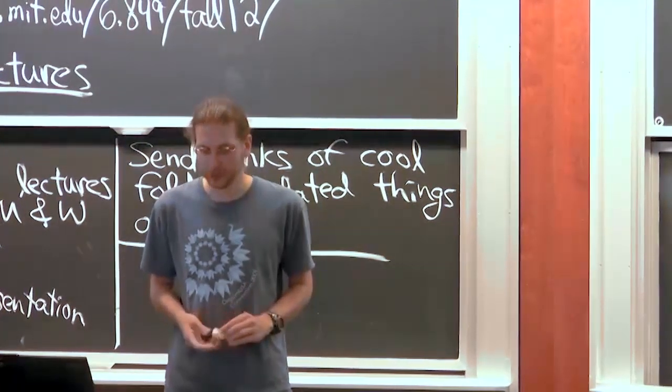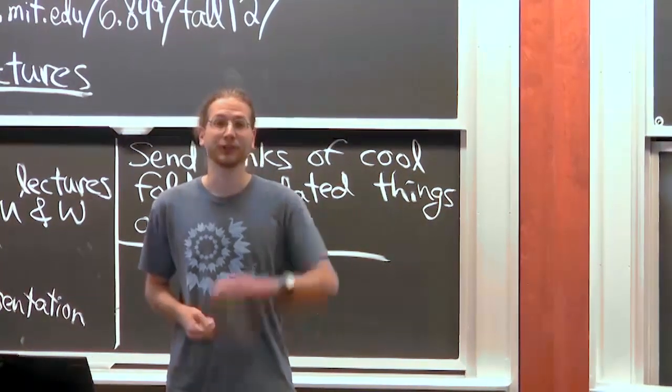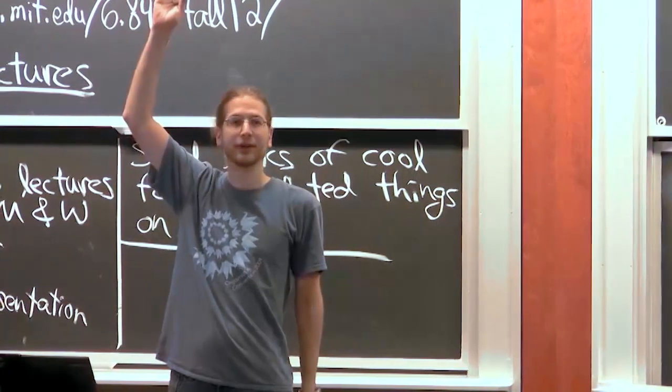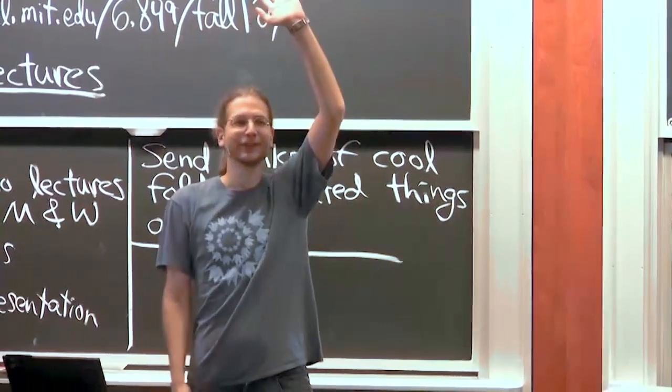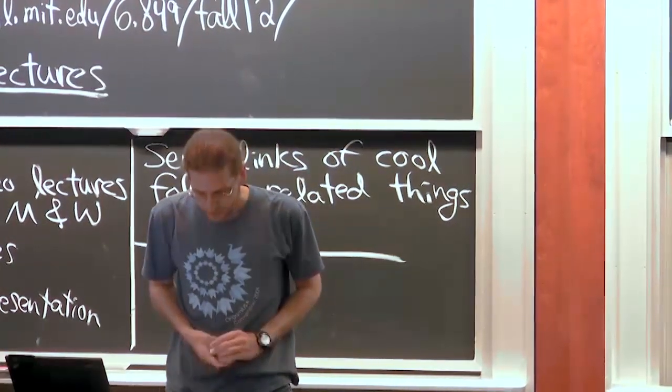So that's the format. Out of curiosity, how many people here are course 6, let's say? And how many people are course 18? And how many people are other? Okay, cool. So reasonably balanced. A lot of 6, though.